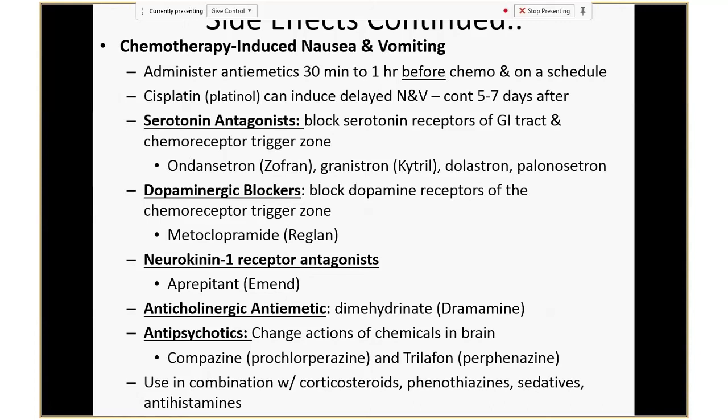Cisplatin can induce delayed nausea and vomiting, so we want to continue this 5 to 7 days after the chemotherapy has been started, and potentially we could start this before the chemotherapy starts as well.